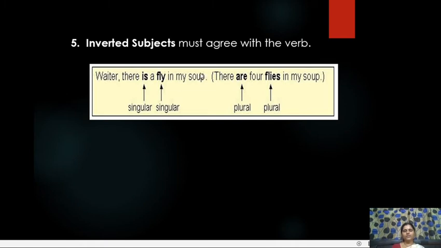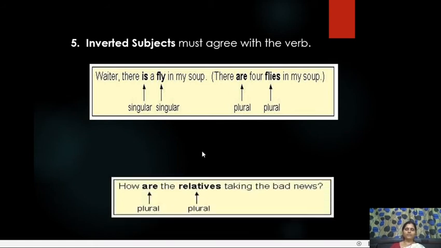Here see, waiter, there is a fly in my soup. Fly. So this is singular, and so the verb also should be singular. There is a fly. Or if it is plural, then the verb also should be plural. There are flies. Usually we get subject and verb, but here there is a verb and subject, so we have to be very careful in identifying the subject.